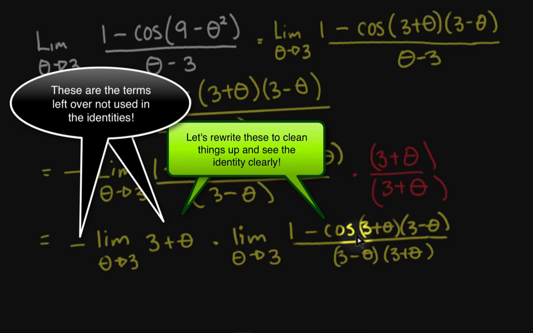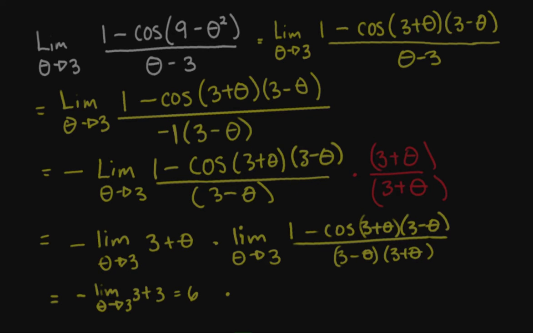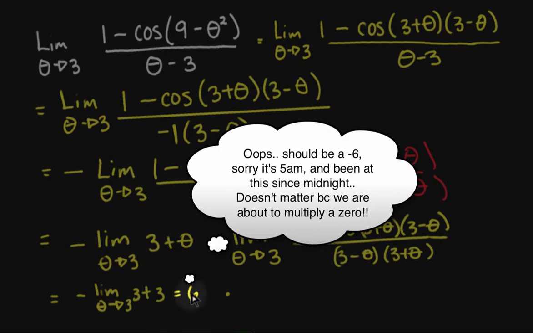And then here we have the identity, essentially. So at this point, if you want to say this goes to 0, most professors would accept it. If you want to go that extra mile and do the substitution, then that's fine. On the first part, we're going to have a negative. Plug in, you get 3 plus 3, 6, which is negative 6.